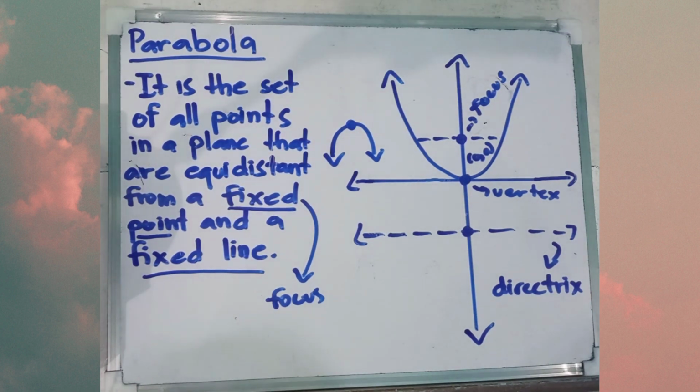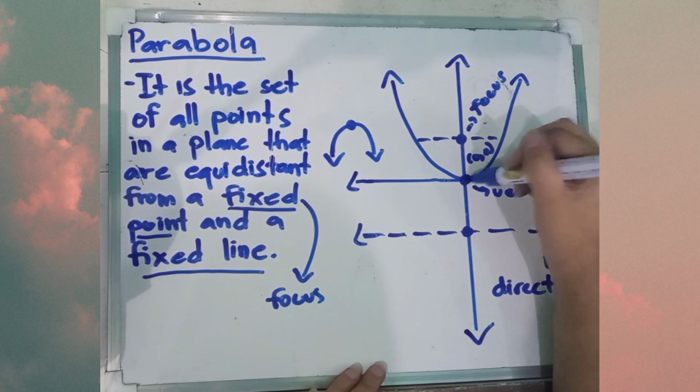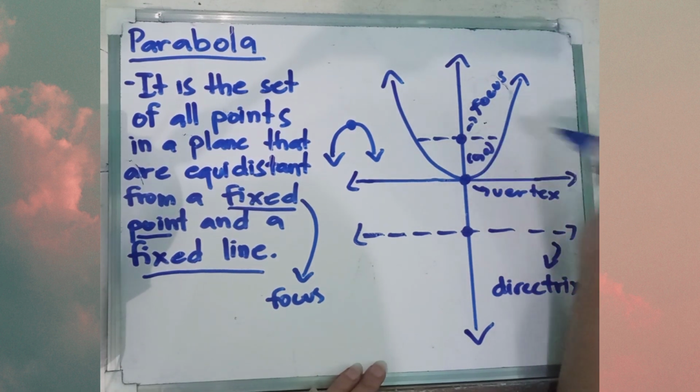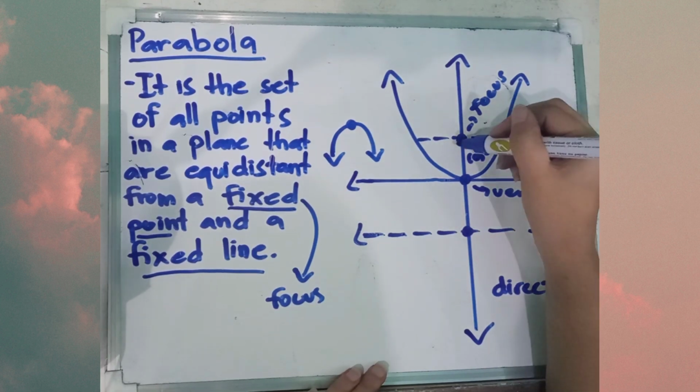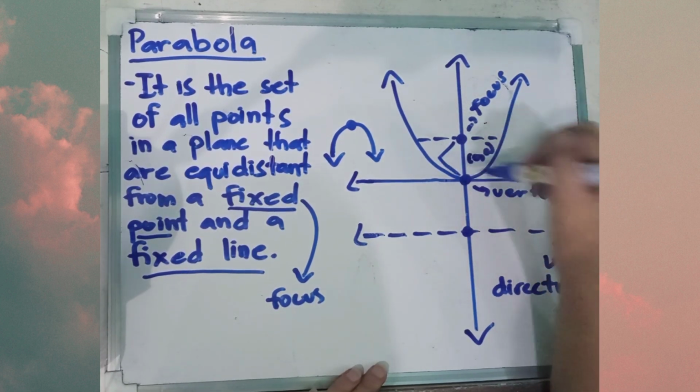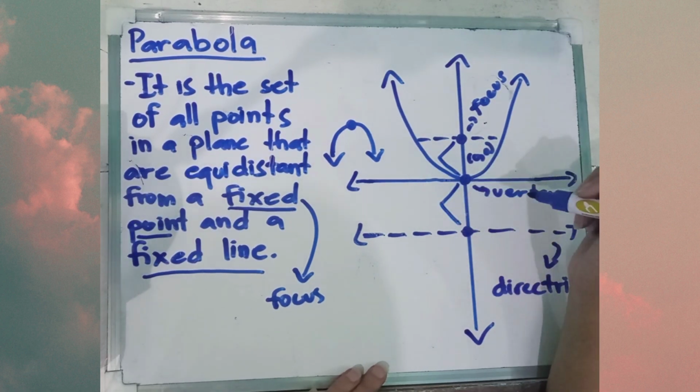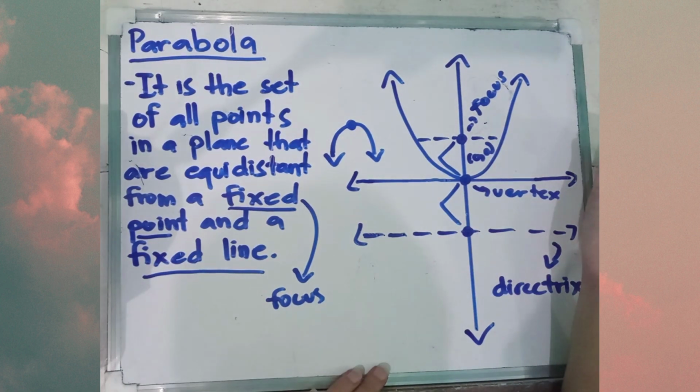By the way, take note: the distance from the vertex to the focus and the distance from the vertex to the directrix are equal. So this distance right here and the distance right there should be equal. In terms of distance, it's called equidistant, equal in distance.